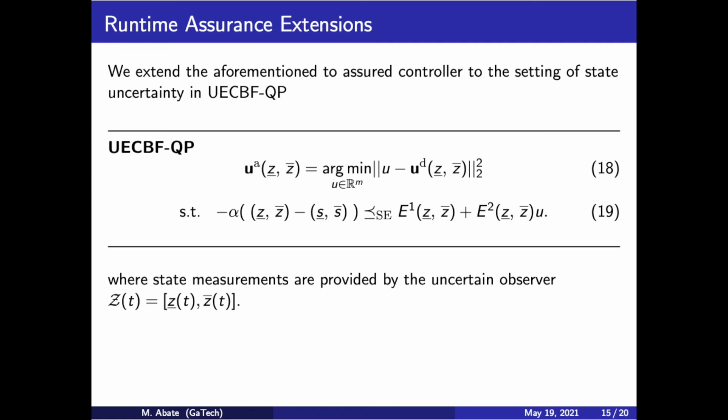And before we demonstrate this result through examples, I'll touch on our extensions here as well. We also extend the aforementioned runtime assurance results to the setting of state uncertainty, and also in our work to the setting of polytope safe sets, as we'll see later. When you have state uncertainty, you can construct an assured controller using the quadratic program given by equations 18 and 19 on this slide.